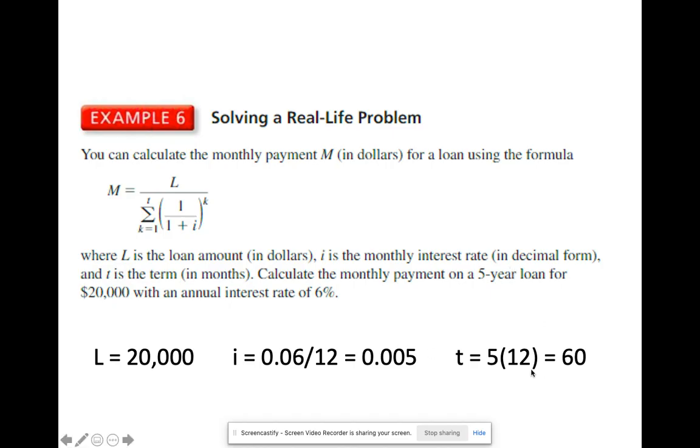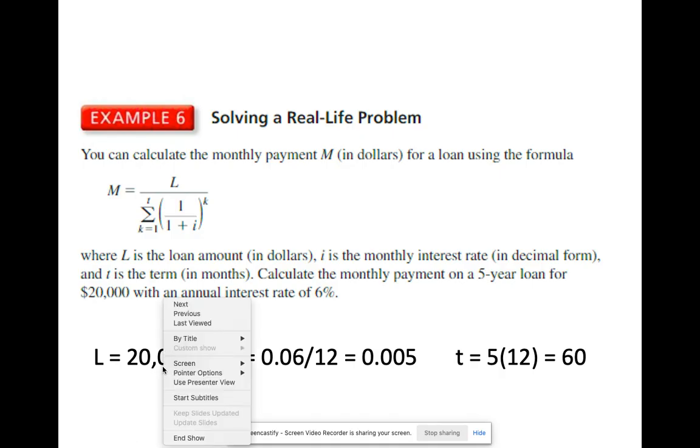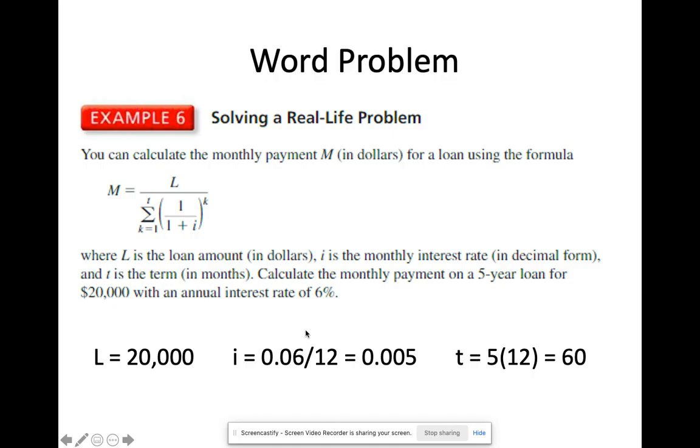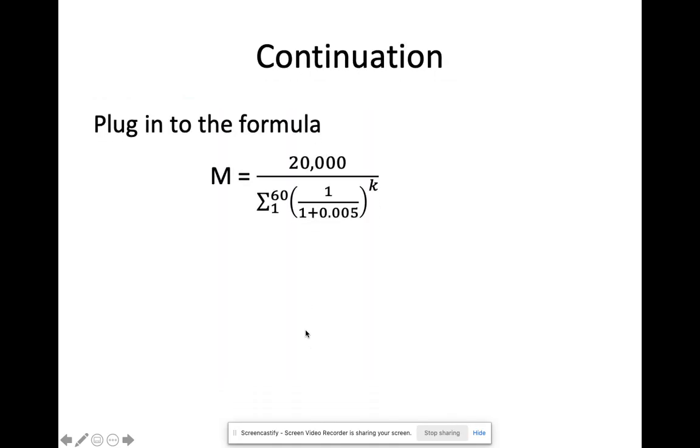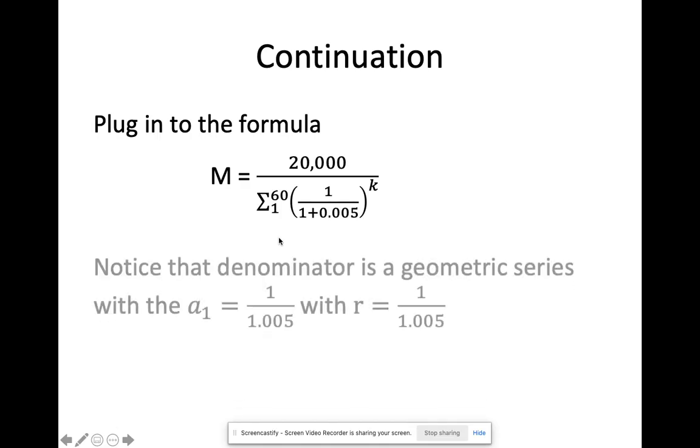So that's your t. Okay, since it's an annual interest rate of 6%, so 0.06, I have to divide it by 12 because it's annual. So the monthly interest rate is 0.005, and L is 20,000. So all I've got to do is simply plug those values into the formula. Okay, now the question is, how do you compute this? You need to compute the sum in the denominator, okay?